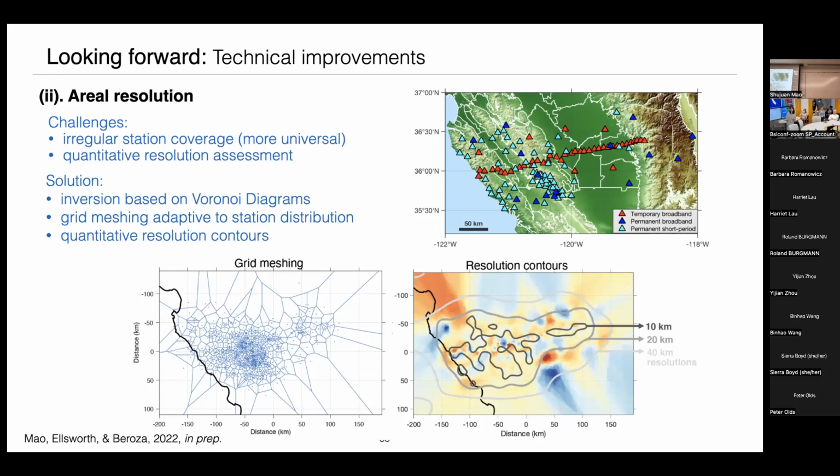For example, as shown here, within this dark gray contour, we have confidence of 10-kilometer resolution. And within this lighter color contour, we have 20-kilometer resolution and 40-kilometer resolution.